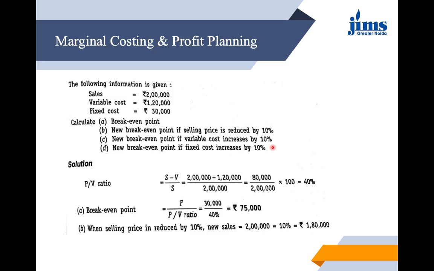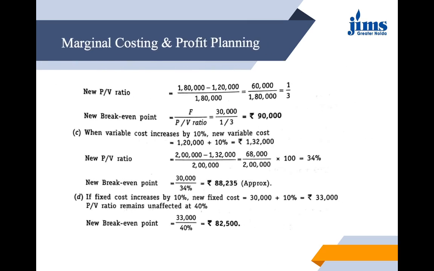Then let us begin. We can start with PV ratio, that is the sales minus variable cost upon the sales. We can put the values and we can find out that PV ratio is 40%. We can calculate the break-even point now. That is your fixed cost upon the PV ratio, that is coming out as 75,000. Now they are asking when the selling price is reduced by 10%, your new sales will be 10% less. So 10% of 2 lakh subtracted from it, you are able to obtain the new sales, that is 1,80,000. Let us see the values.